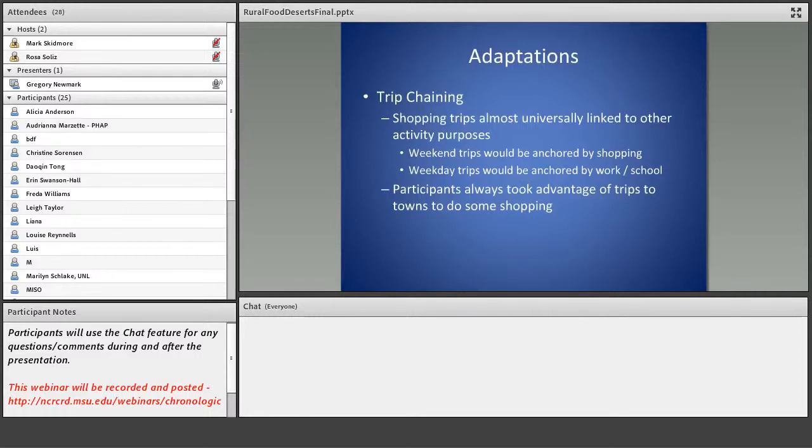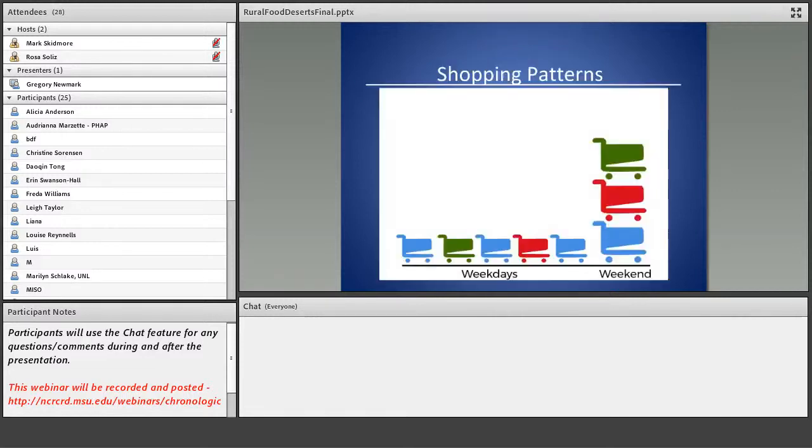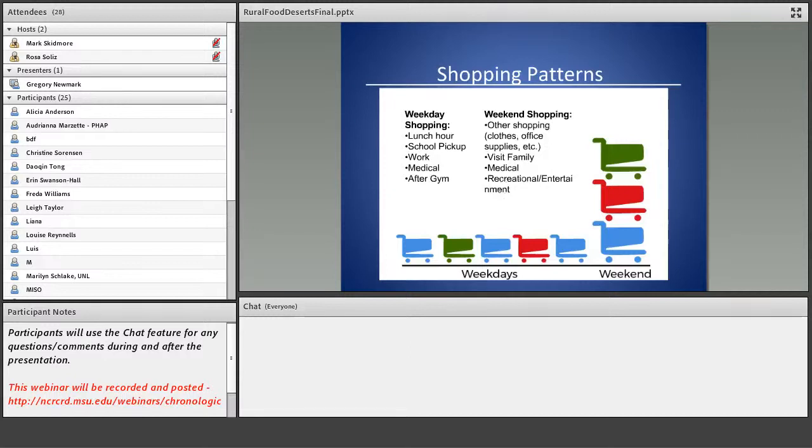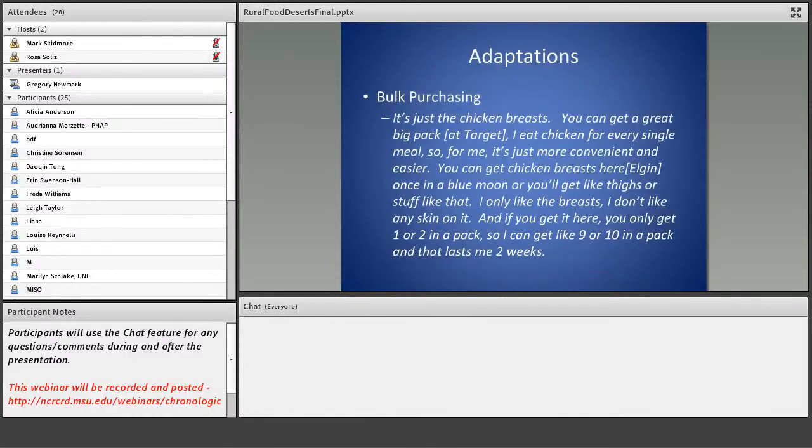Weekday trips tended to focus on smaller, faster shopping, but a very common refrain was, "I never went to town without doing a little bit of shopping." To illustrate this, for weekday shopping, people talked about shopping at their lunch hour and putting stuff in the refrigerator at their workplace. A lot of shopping also happened around school pickup times and in the evenings, whereas weekend shopping was coupled with other shopping, different kinds of recreational activities, and also medical activities.